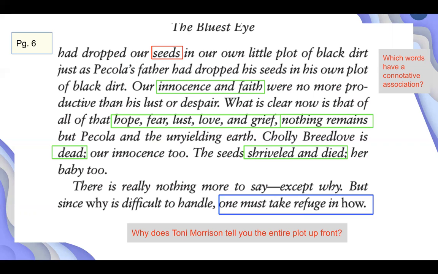So as you continue reading, keep all of these thoughts in your head and remember that you are looking for figurative language, that you are looking for connotative language as you complete your annotations, and prepare to meet next Wednesday with your group.